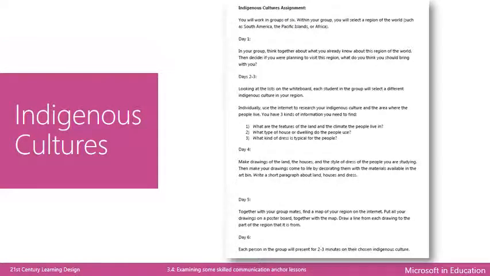If you look at the overview of what the children are asked to do over the course of the 6 days, you will see that they are required to do a number of different things as they engaged in learning about the Indigenous cultures. The learning activity does require multimodal and extended communication. On day 2 and 3, the students are asked to research the Indigenous culture they have selected. Then on day 4, they are asked to draw a picture and write a paragraph which describes the land, climate, houses and dress of that native people.